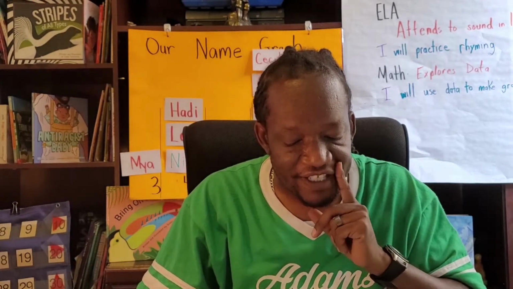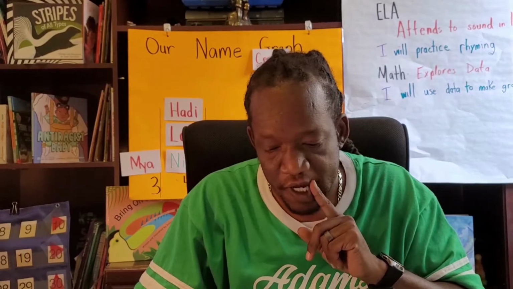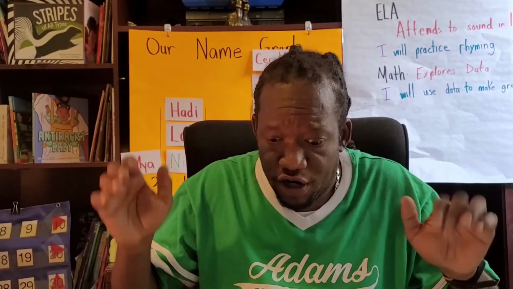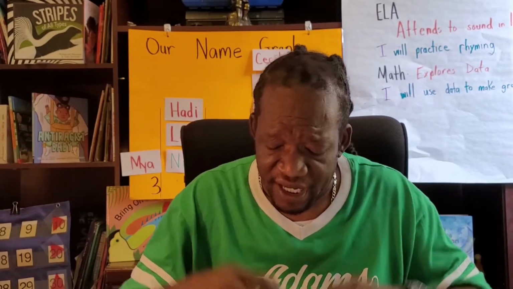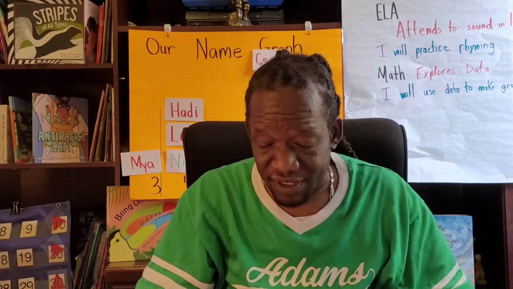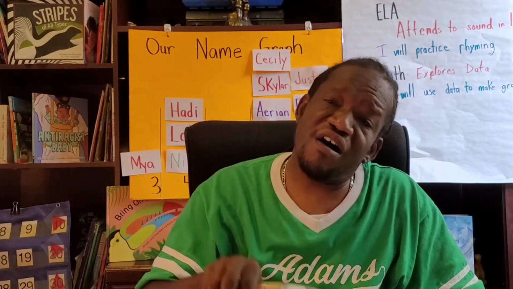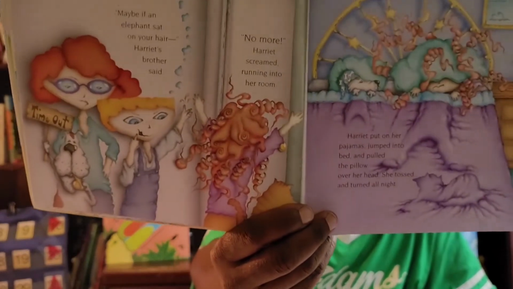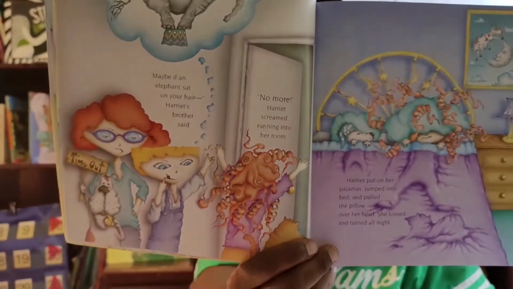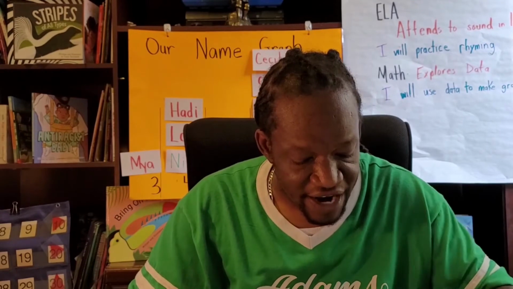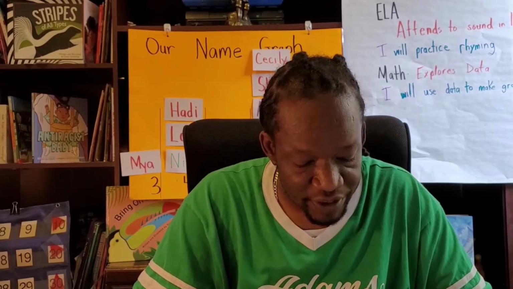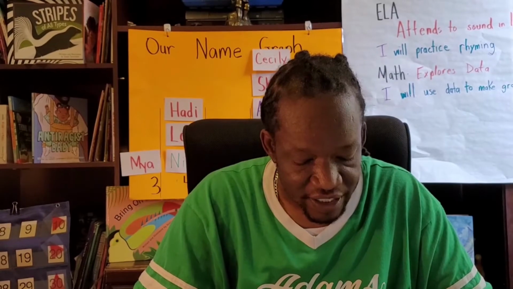"Maybe if an elephant sat on your hair," Harriet's brother said. "No more!" Harriet screamed, running into her room. Harriet put on her pajamas, jumped into bed, and pulled a pillow over her head. She tossed and turned all night. "Hey, Harriet," her sister called the next morning. "Let's pin your curls to the clothesline." Harriet yanked the pillow off her head. "Go away."